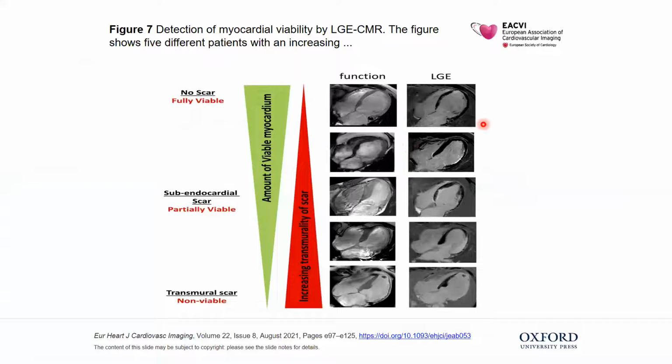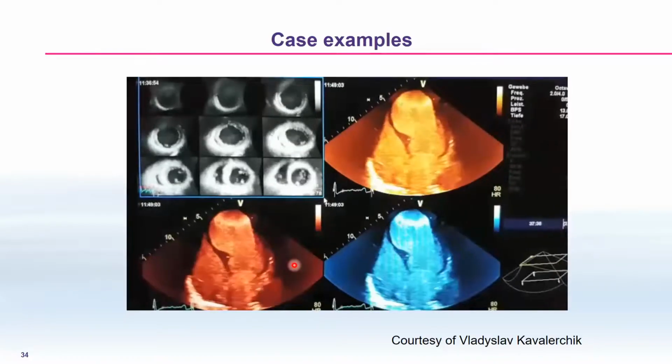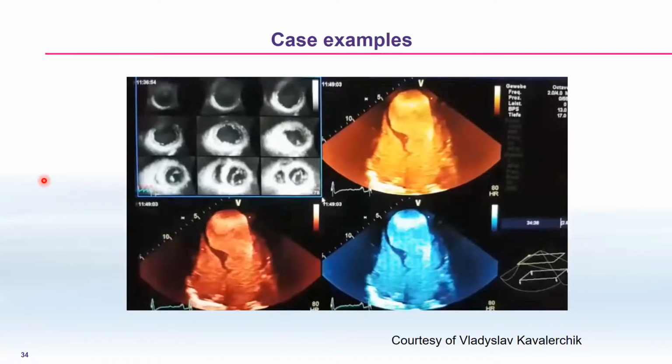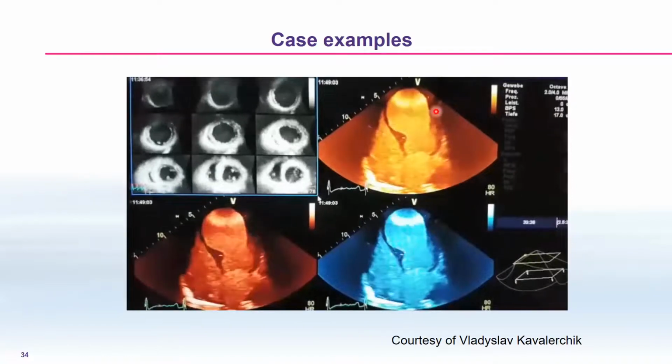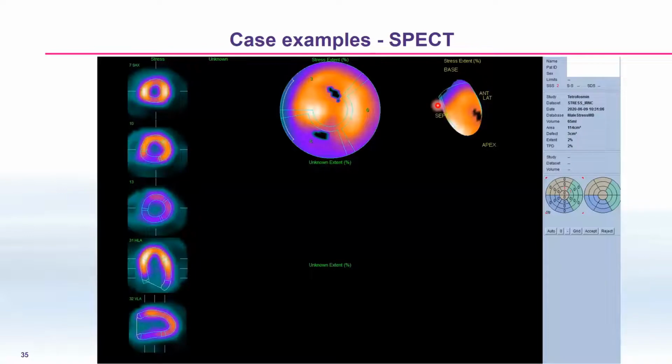This is how the scars look on CMR. This is fully transmural scar. And another example of nice LVO by Vladislav Kavalerchik. You see how nice is the image, extremely nice images, a huge apical, septoapical aneurysm starting with thinning from the middle segments.